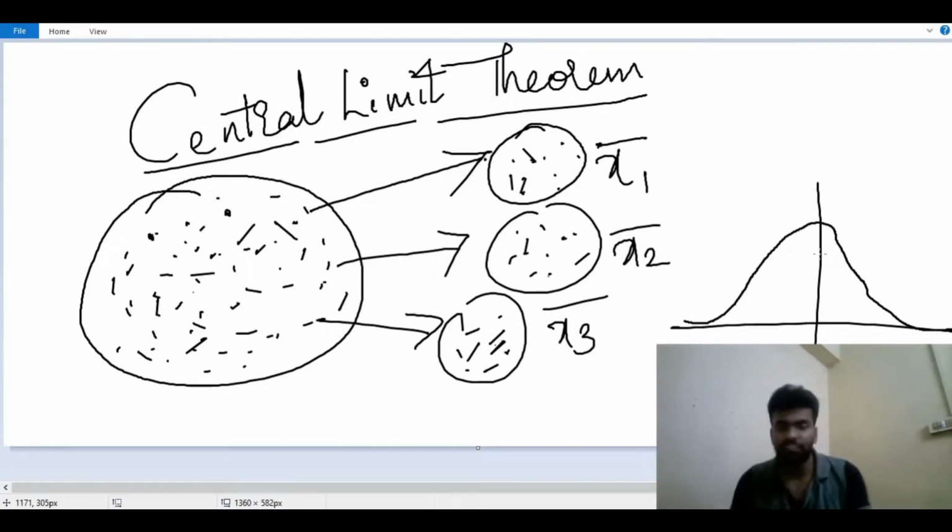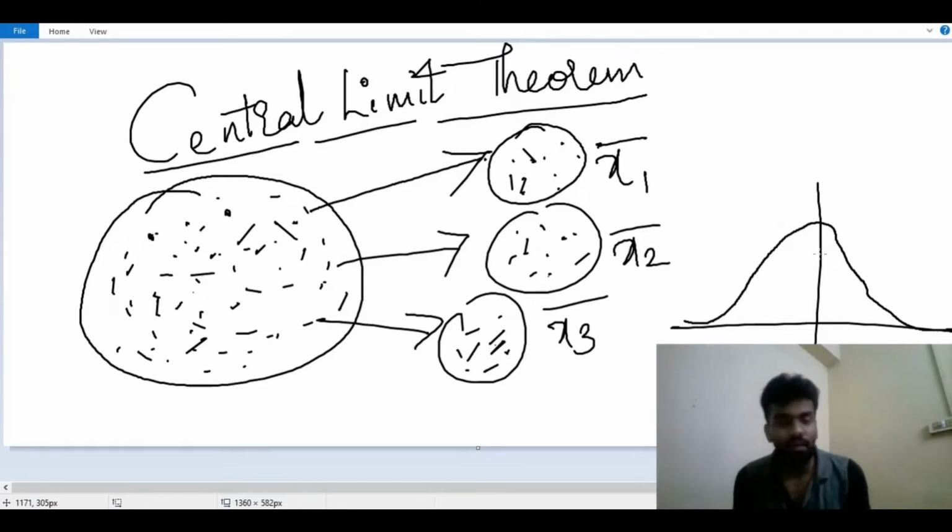It's very simple. You have the population. If you take multiple samples, and if you calculate the mean of the samples, and plot that in the form of a distribution, it will be a normal distribution, right? It will be an approximately normal distribution. So that's the entire central limit theorem. That's the overall central limit theorem.